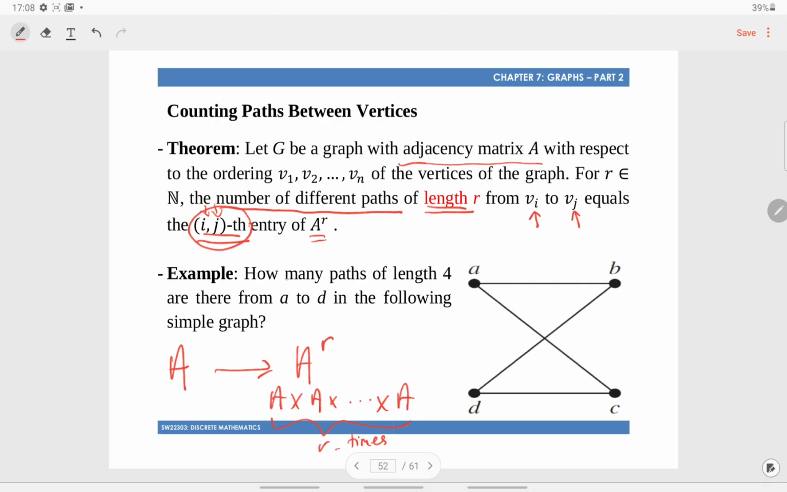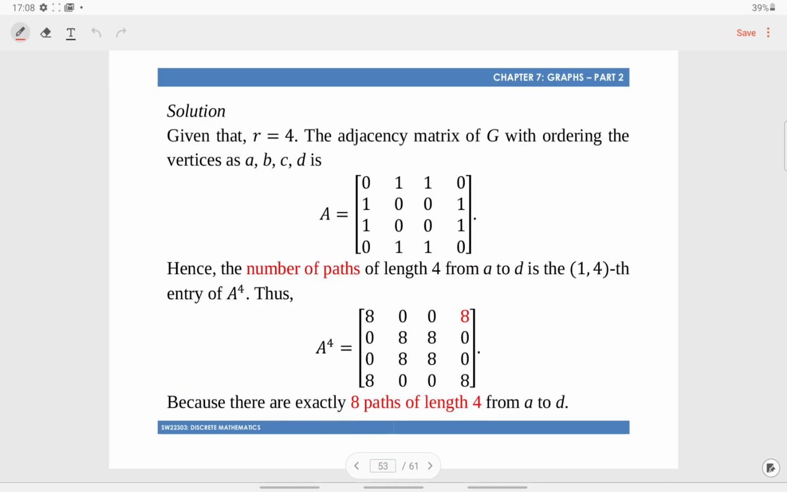Okay, I give you an example. We are interested in the number of paths of length 4. Automatically, we know that r equals 4. How many paths are there from A to D in the following simple graph? Okay, let's see how to answer this question. This is the solution. We know that the given r equals 4 because the length is equal to 4.